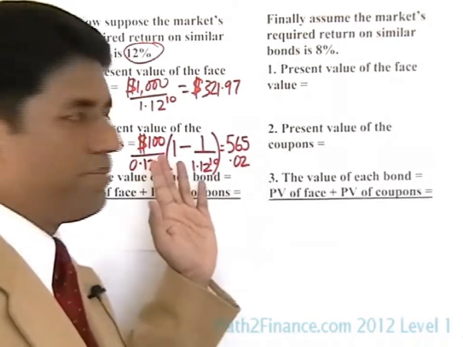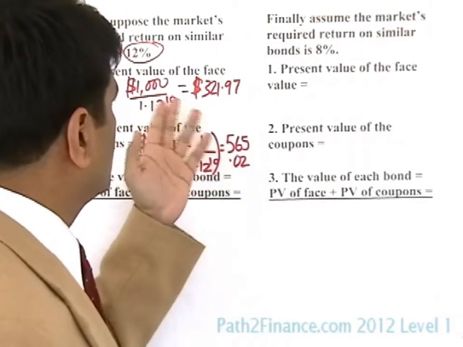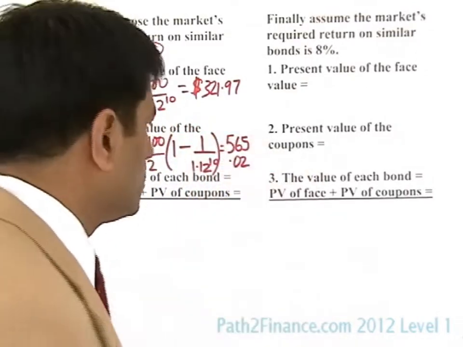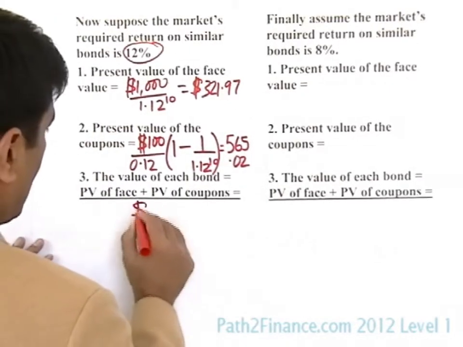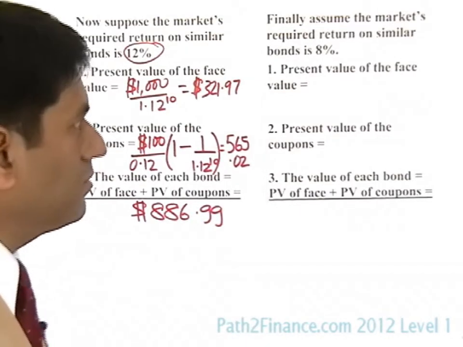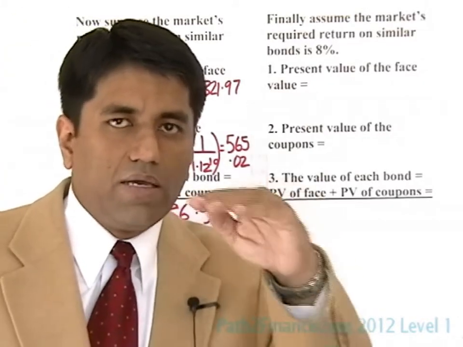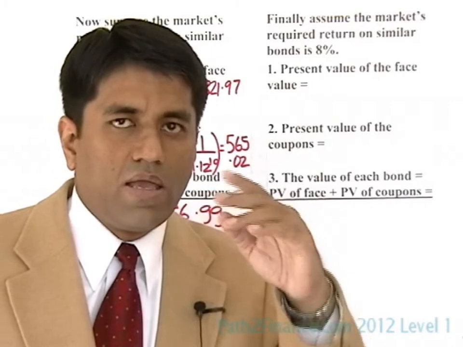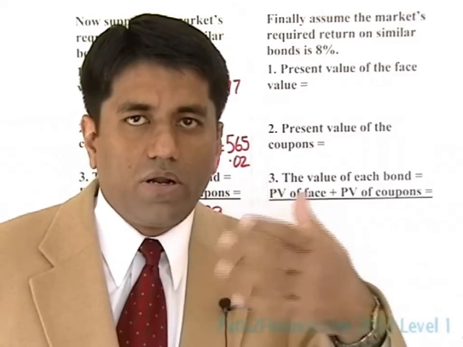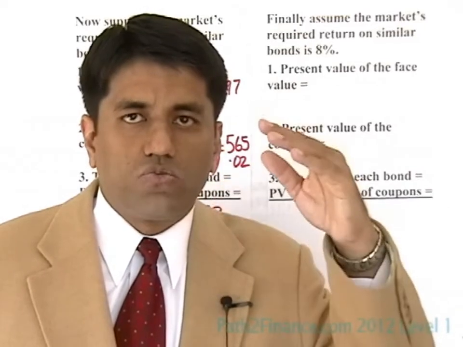So the present value of the annuity of coupons is $565.02. The present value of the face is $321.97. You add them and you get $886.99. So what happened here? Well, suppose you are paying $1,000 for it, and when the required rate of return was 10%, your required rate of return was being met. But now the required rate of return has increased to 12%.